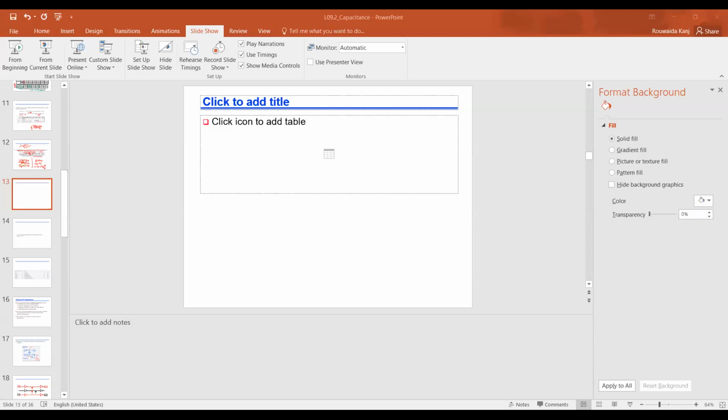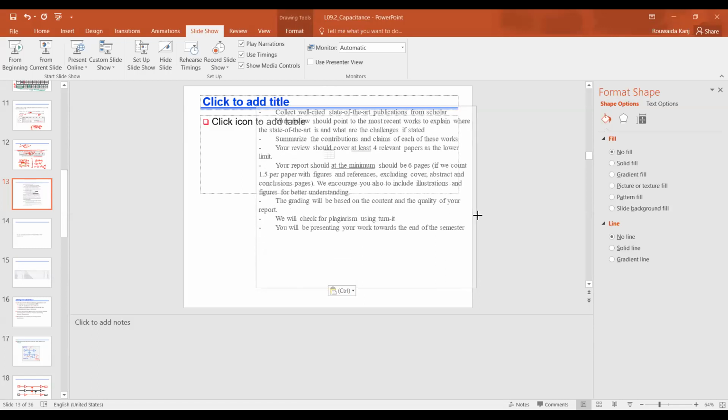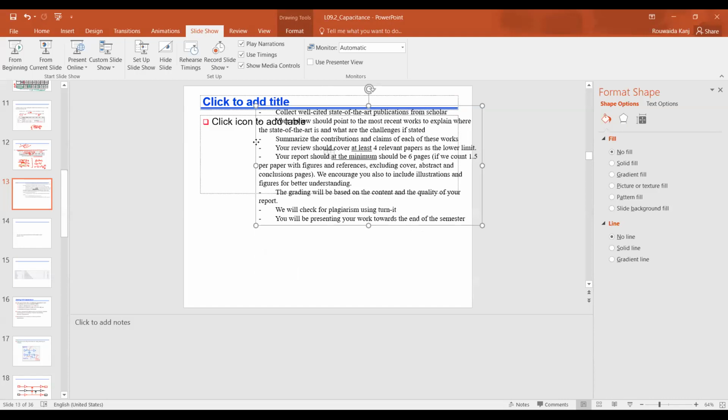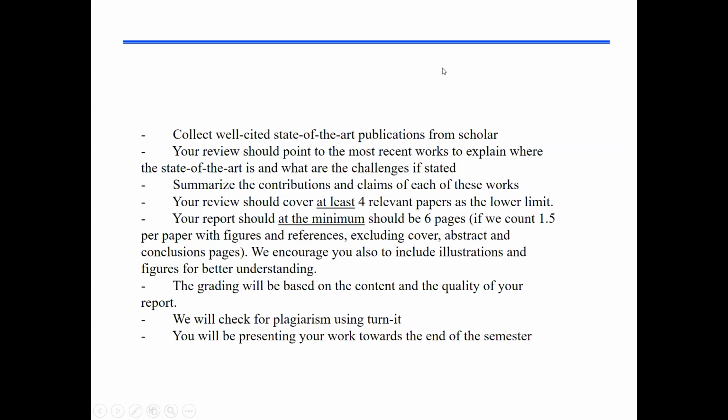Okay, so yesterday I sent you some guidelines for the project, and I will share the guidelines here with you. So the idea is that somebody asked me how many papers we need to have. So I put the lower limit on the number of papers.